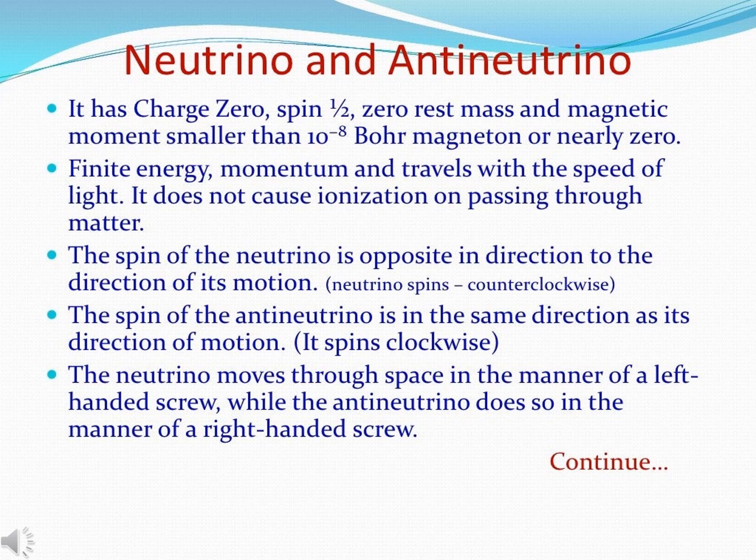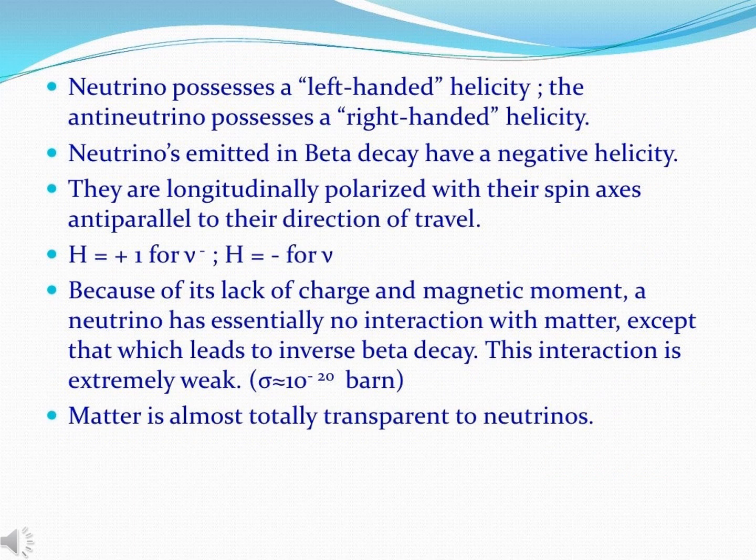The spin of the neutrino is opposite in direction to the direction of its motion. The spin of the antineutrino is in the same direction as its direction of motion. The neutrino moves through space in the manner of a left-handed screw, while the antineutrino does so in the manner of a right-handed screw. Neutrinos emitted in beta decay have a negative helicity. They are longitudinally polarized with the spin axis parallel to the direction of travel. Because of its lack of charge and magnetic moment, a neutrino has essentially no interaction with matter.